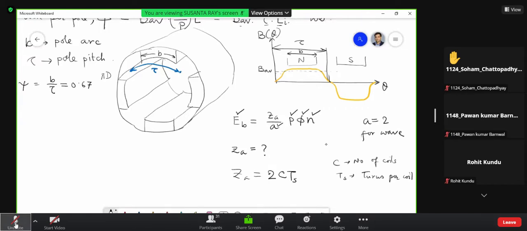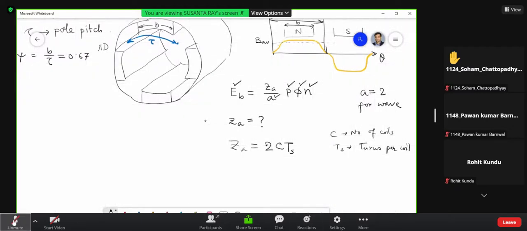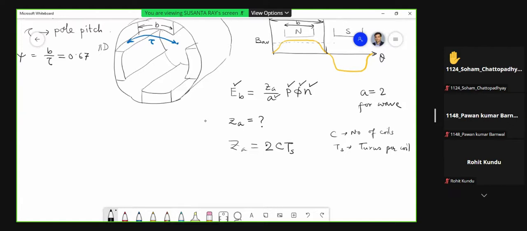Yes, it can be anything, it depends on the voltage that is coming. It mainly depends on the voltage. If the voltage is higher, so the number of conductors, but you also need the number of coils.